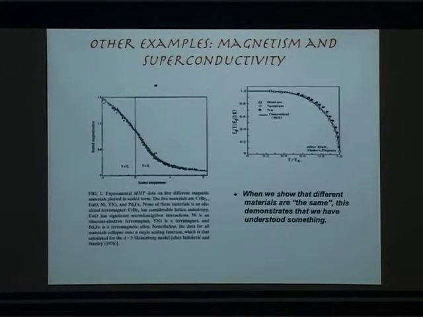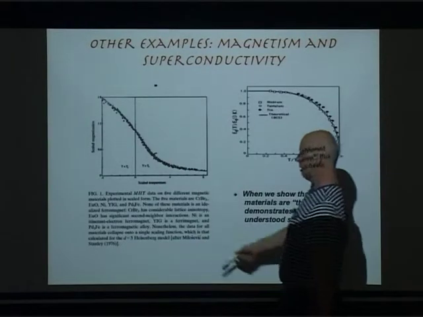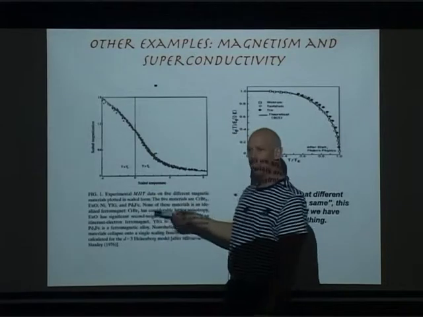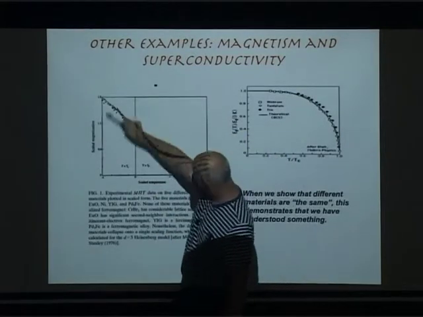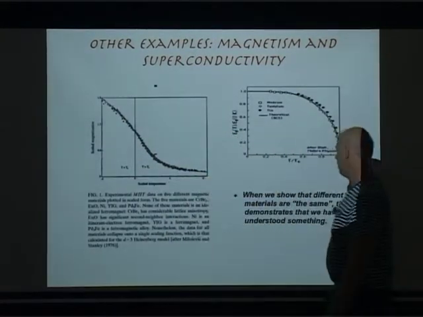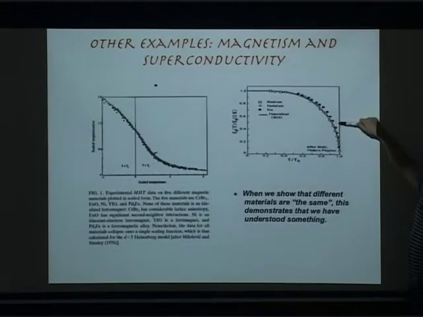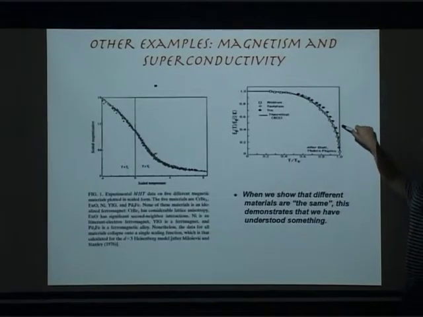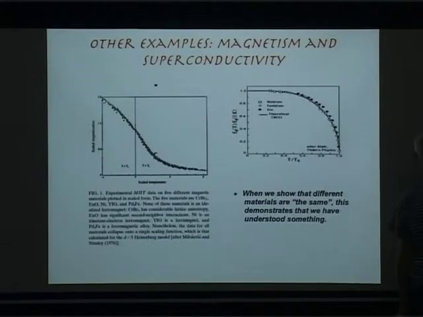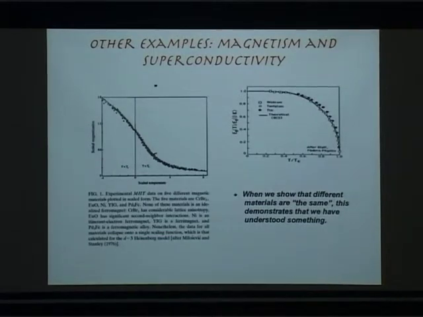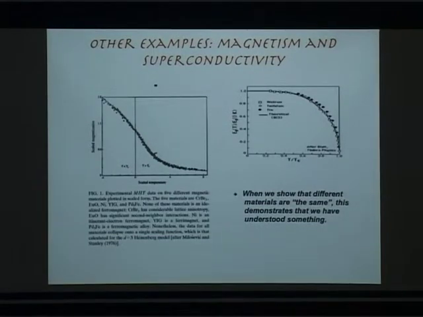The same thing happens for magnetism. So this is from Gene Stanley. There's a bunch of different magnets here, different materials. And this is the scaled magnetization. That's the scaled temperature. And then these are a bunch of different superconductors. All the data falls on a master curve. Again, what's my interpretation of that? My interpretation is that means you found the natural variables of the problem.